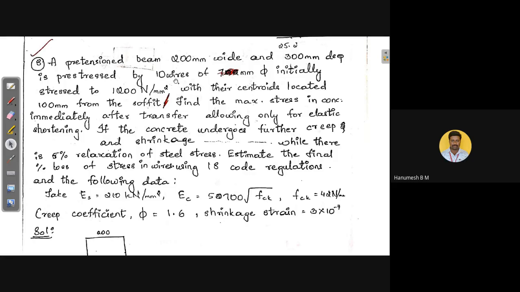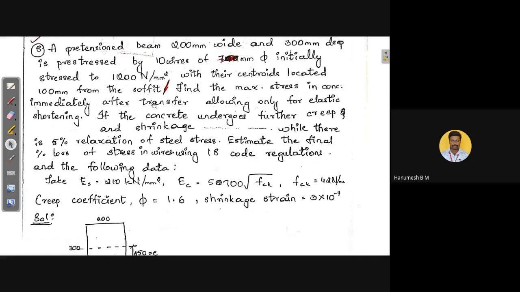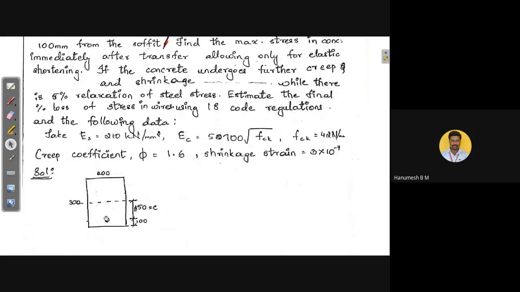So there are 10 wires, each wire diameter is 7 mm, and the initial stress is 1200 Newton per mm square, with their centroidal axis 100 mm from the soffit. That means the centroid of the steel is 100 mm from the soffit of the beam. Then eccentricity will be equal to, this total depth is 300 mm, half of the depth means 150 mm. From the bottom or soffit of the beam to the centroid of the steel is 100 mm.